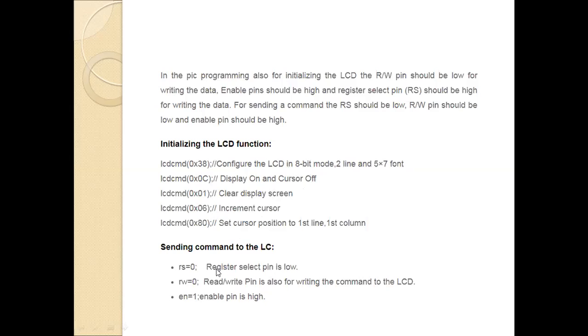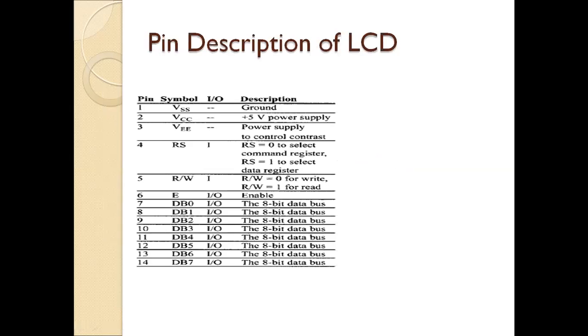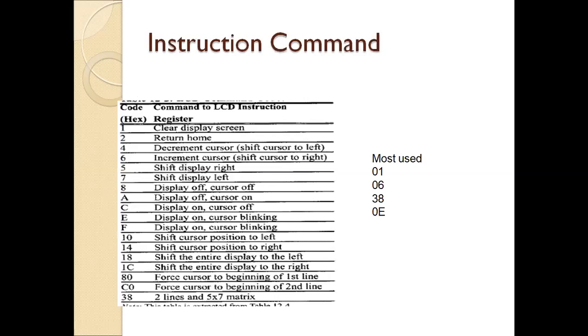Already I told you, if RS is equal to 0, the register selection pin is low. And RW is for read/write operations. EN, the enable pin, is high. So it's very important, everyone must remember: if RS is equal to 0, then it is the command register, and if RS is equal to 1, then it is the data register. And in every case, whenever you are going to access anything, you must enable, meaning E should be high. If you are going to perform write operations, then RW should be 0. If you are going to perform read operations, then RW is 1. So these are going to be used in the programming.